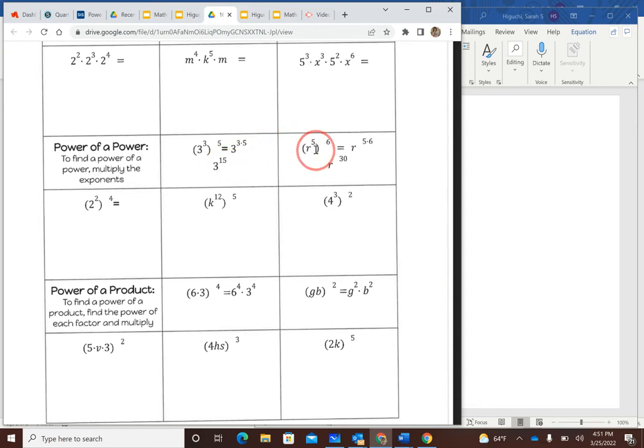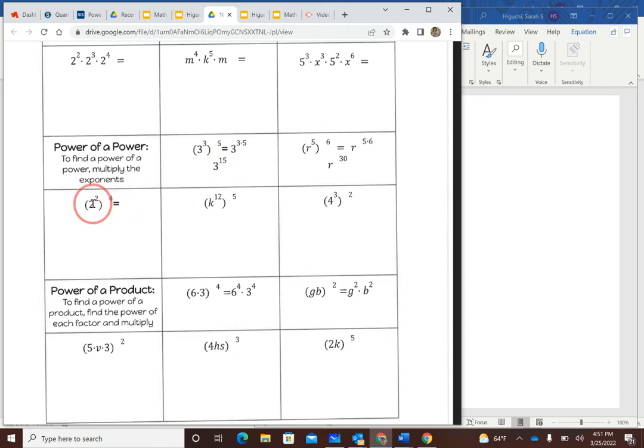The same rule applies when you have variables. Inside the parentheses, I have r to the fifth power, and then it's raised to the sixth power on the outside. Therefore, I'm going to multiply the 5 times the 6 and rewrite it as r to the power of 30. So let's do 3 examples together.